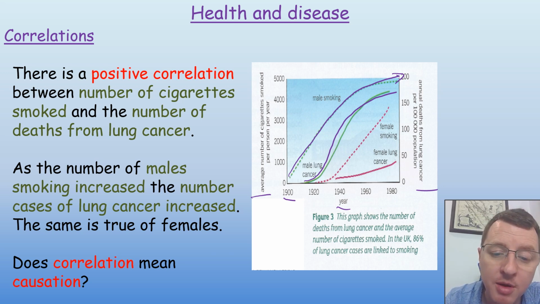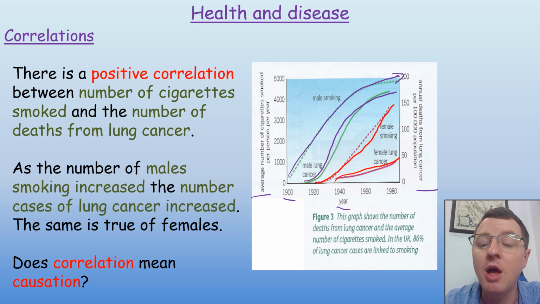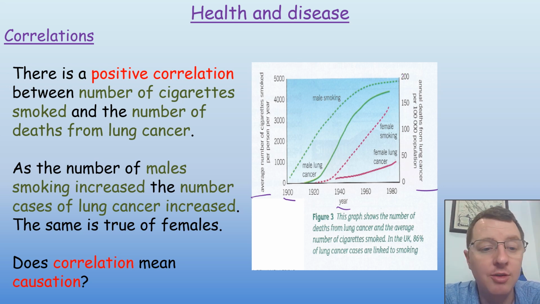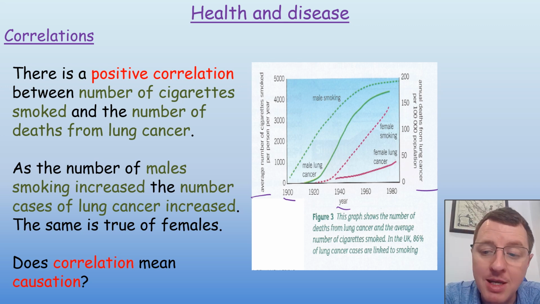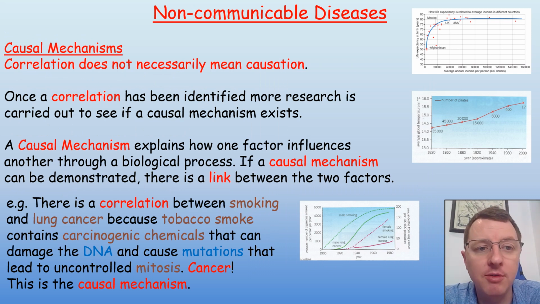And we have the same for the women, and you can see that again from about 1920 onwards the numbers of females smoking increased, and then there was an increase in female lung cancer with a lag of about 20 years behind that. So there is a correlation between the number of cigarettes smoked and the number of cases of lung cancer experienced in both males and females. But does this correlation mean causation? So let's have a little think about that.